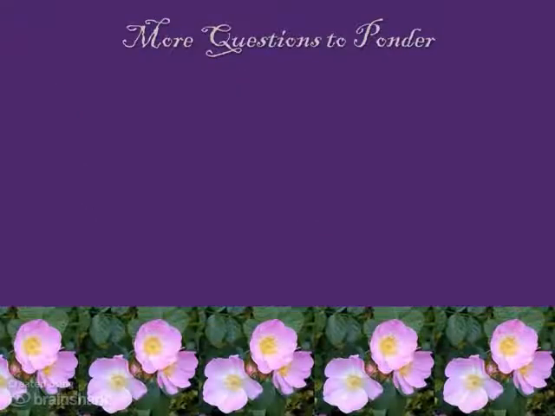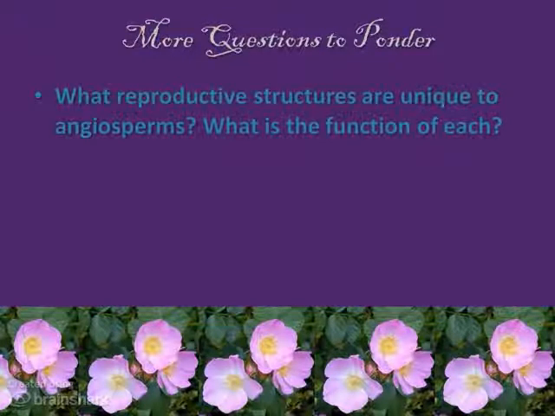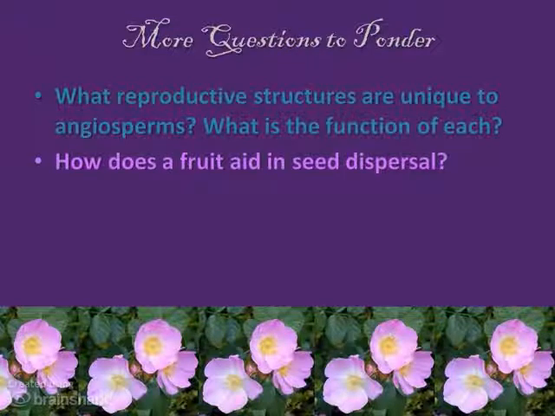So, some things to think about here. What reproductive structures are unique to angiosperms? And what's the function of each? In other words, what does it do? What do the ovaries do? What do the pollen grains do? What does the flower do? What does the fruit do? How does fruit help a plant in seed dispersal?